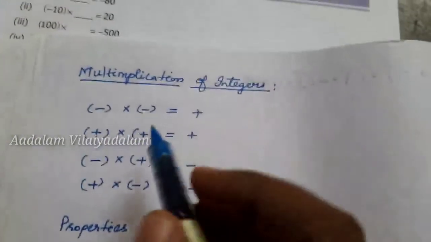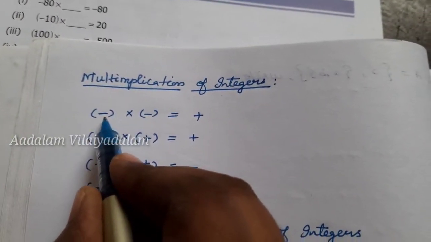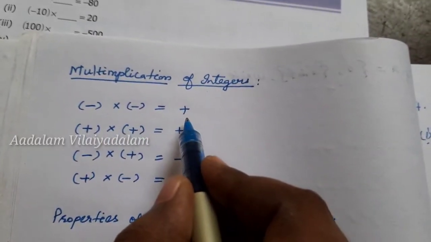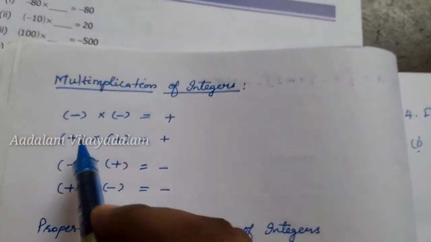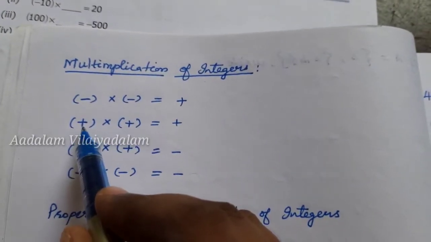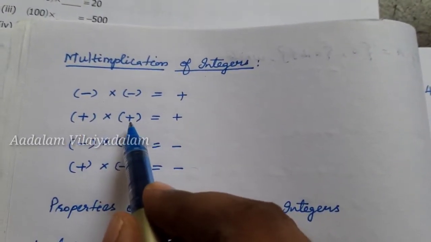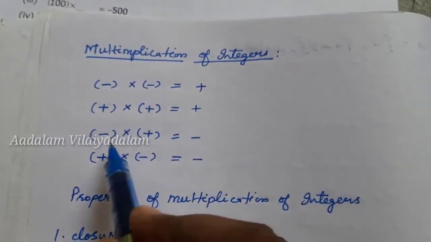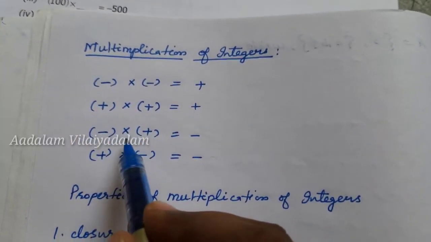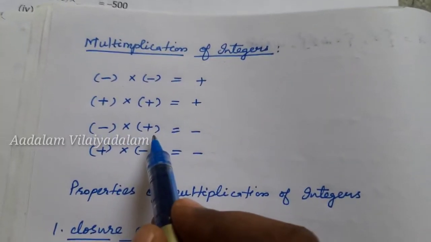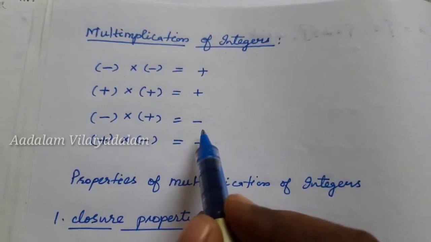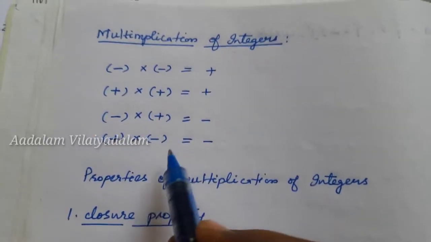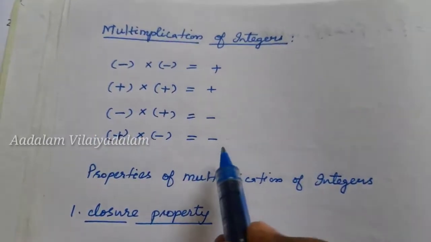Just remember, if a minus sign is multiplied with another minus sign, then we get plus. If the integer is plus and another integer is plus, when multiplied we get plus. If a negative integer is multiplied with a positive integer, we get minus. If a positive integer is multiplied with a negative integer, we get minus.